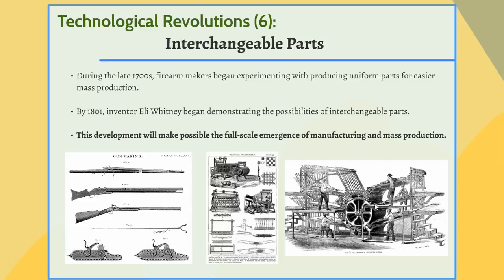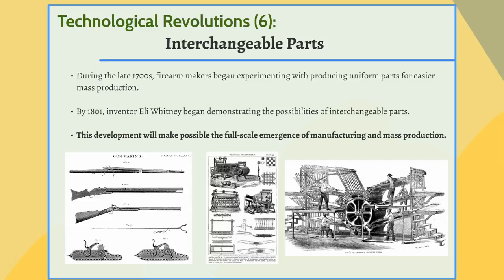One other really important technological revolution was the development of what were called interchangeable parts. And it's worth making a note of really the biggest impact of interchangeable parts is that they're going to make possible the full-scale emergence of manufacturing and mass production.